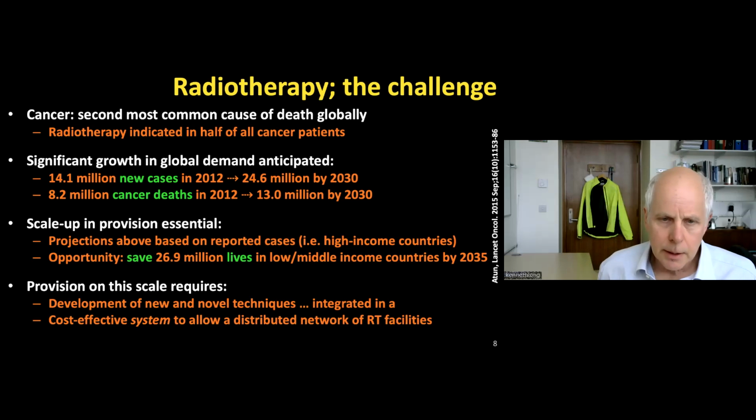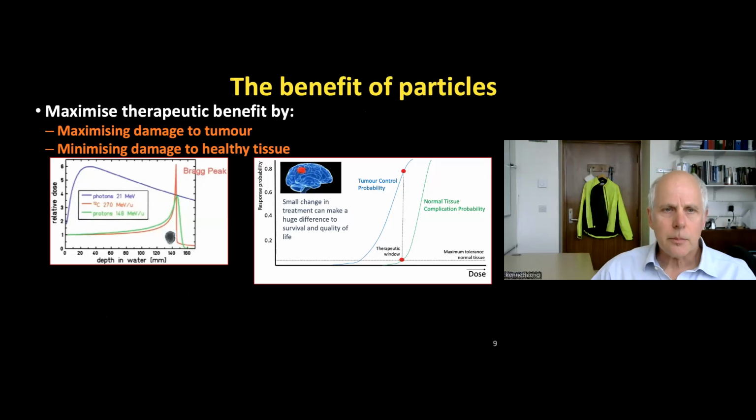So to meet the predicted need in high income countries, and moreover, to meet the need in low and middle income countries, you need an enormous scale up in provision. And that really requires one to think about the development of novel techniques. And those novel techniques have to be integrated in a cost-effective system so that you can make a distributed network of radiotherapy facilities.